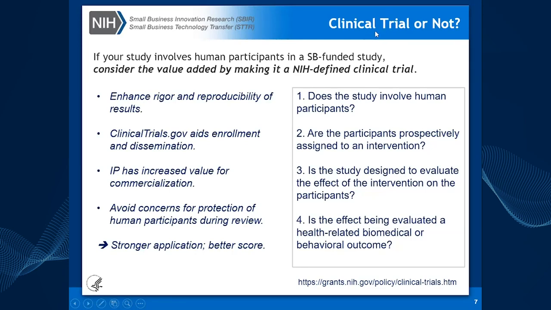And I want to encourage everyone, if you're including human subjects in your study, to go ahead and think about why it couldn't be an NIH-defined clinical trial. Here are the 4 study questions that you have to ask. Are you involving human subjects? Are the participants assigned to an intervention? The answer here is yes. Many people think that if there's not a control, if everyone gets the intervention, that they're not assigned it, and that's not true. They are assigned it.